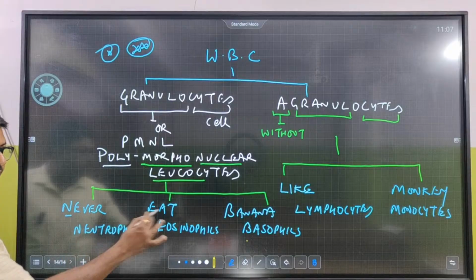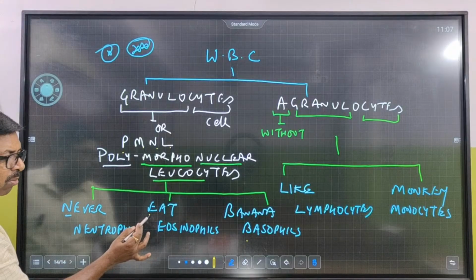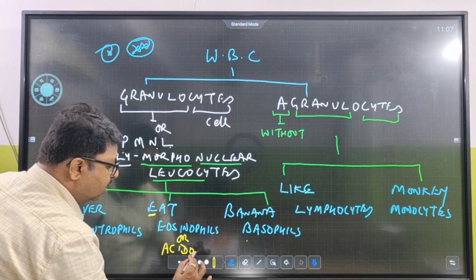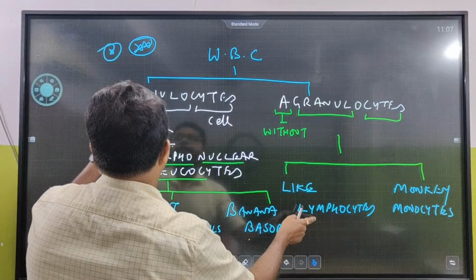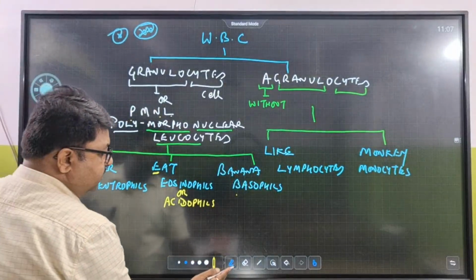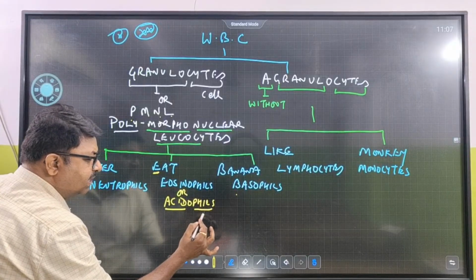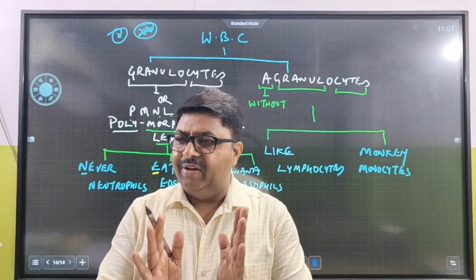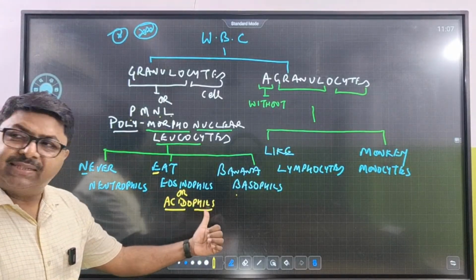Okay, now what about polymorphonuclear leukocytes? When we talk about eosinophils, they are also called acidophils. Why are they called acidophils? Phil means loving, like hydrophilic, hydrophobic. Phobic means hating. Phil means loving. So acidophils are acid-loving cells.